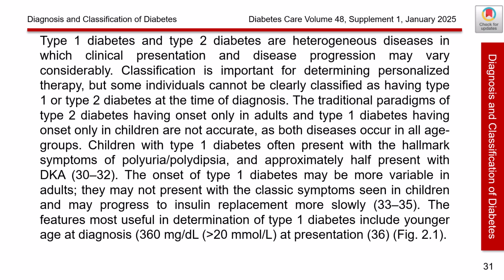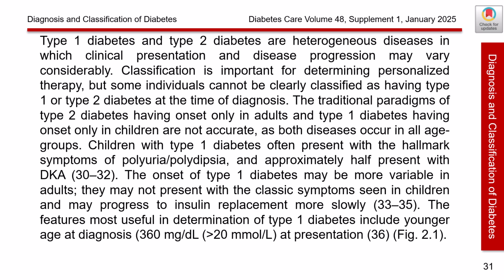Type 1 diabetes and type 2 diabetes are heterogeneous diseases in which clinical presentation and disease progression may vary considerably. Classification is important for determining personalized therapy, but some individuals cannot be clearly classified as having type 1 or type 2 diabetes at the time of diagnosis. The traditional paradigms of type 2 diabetes having onset only in adults and type 1 diabetes having onset only in children are not accurate, as both diseases occur in all age groups.